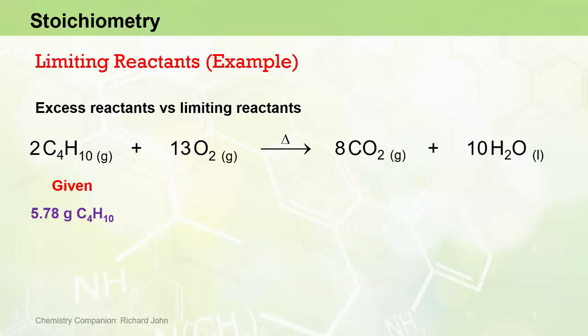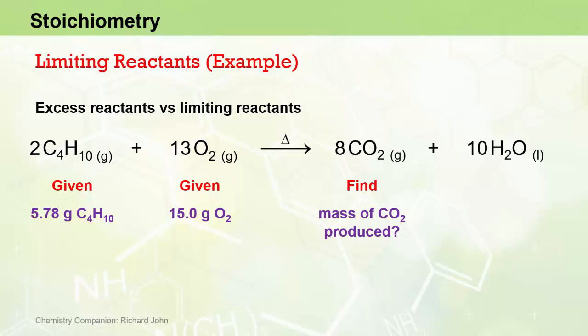What if we present a new scenario where we are still given 5.78 grams of butane available for combustion, but this time we are only given a limited supply, 15 grams of oxygen. And the question is, again, how many grams, or what mass, of carbon dioxide would be produced?